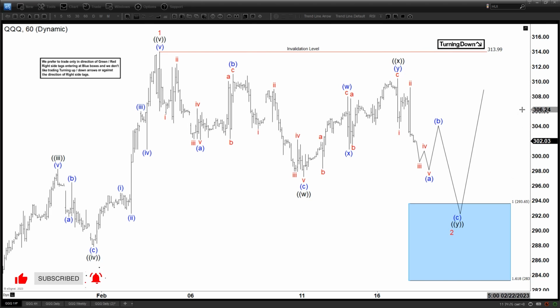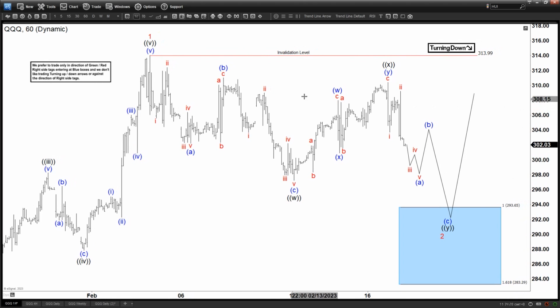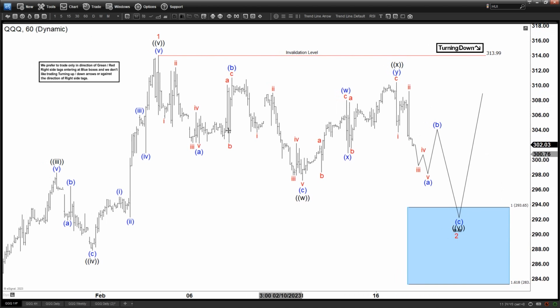So the time today is 3:30 a.m. GMT, and we're going to be looking at the chart of QQQ. This is an ETF that tracks the Nasdaq. It's a 1-hour chart.